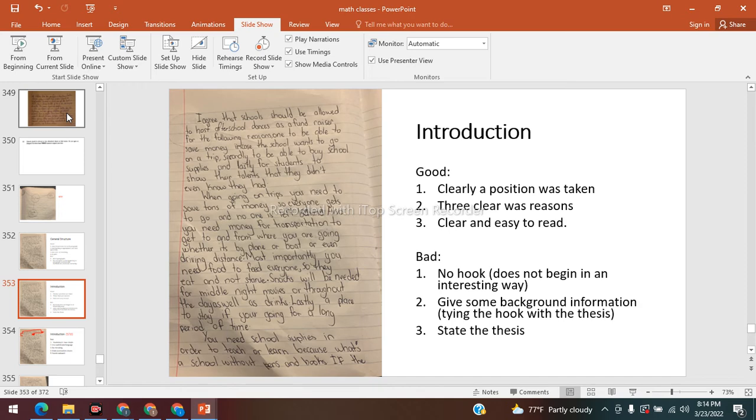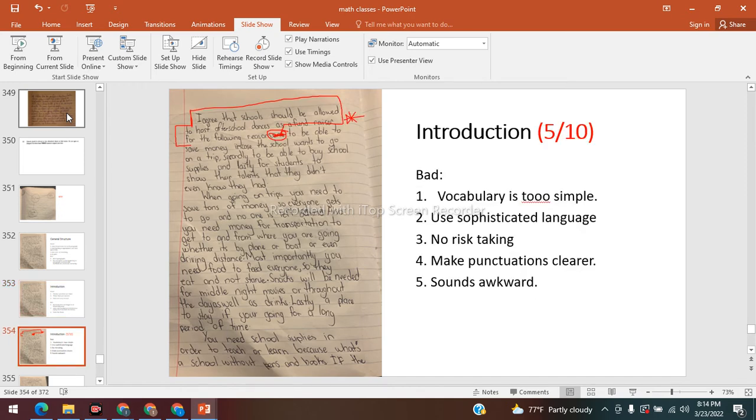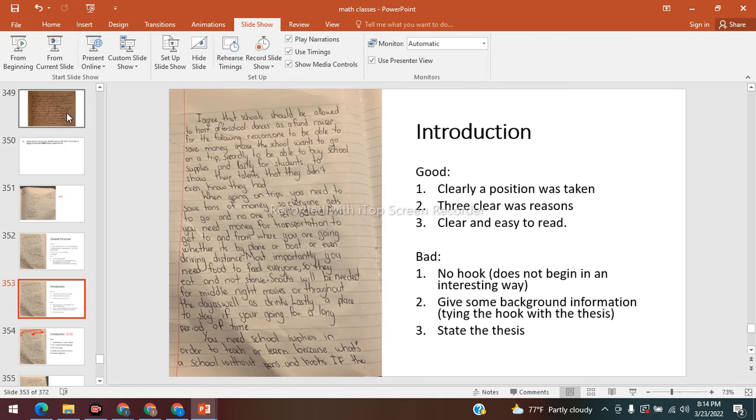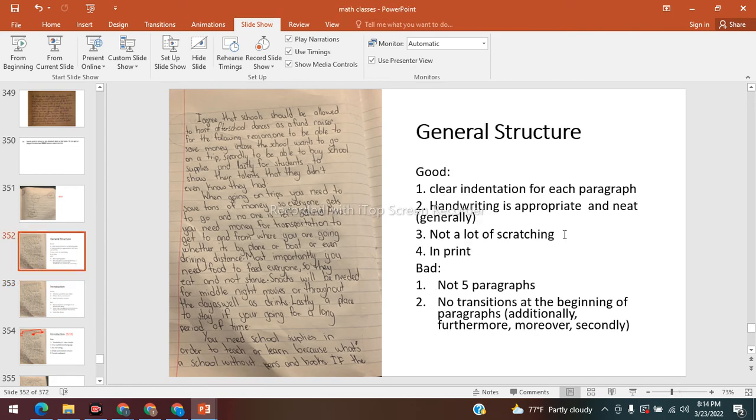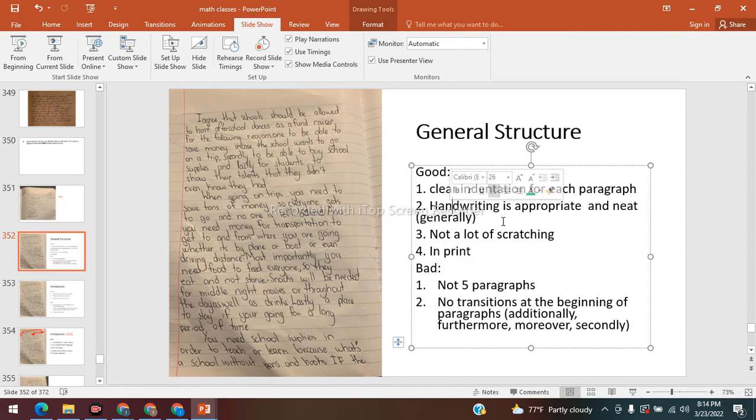Okay, now page. So it was clear and easy to read. What did I say about the general structure? Not a lot of scratching. That was a good thing. And then it was in print, and the handwriting is appropriate and neat. Now this one is the exact opposite. Look how clear this is, man. This one is so refreshing compared to the other one.